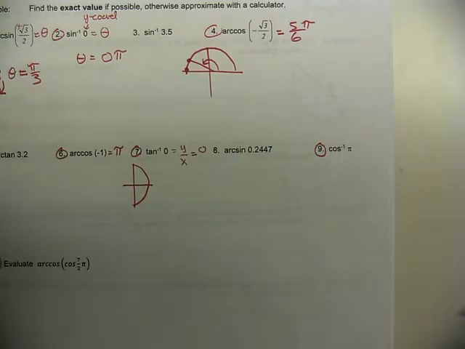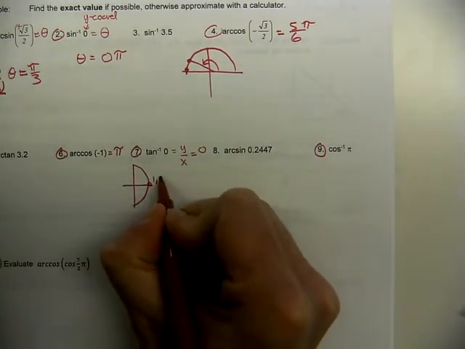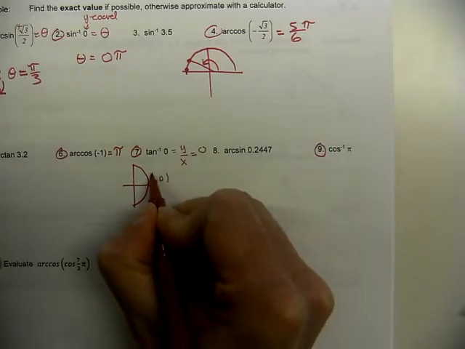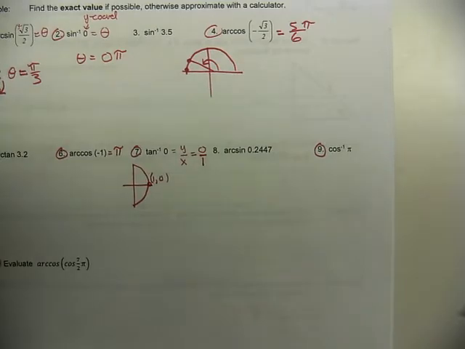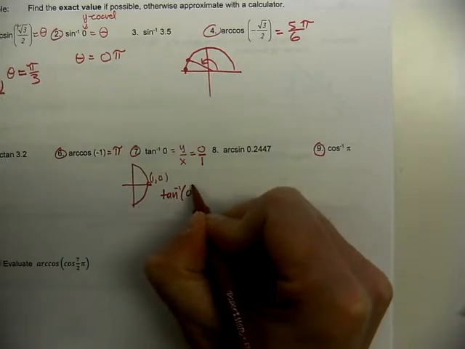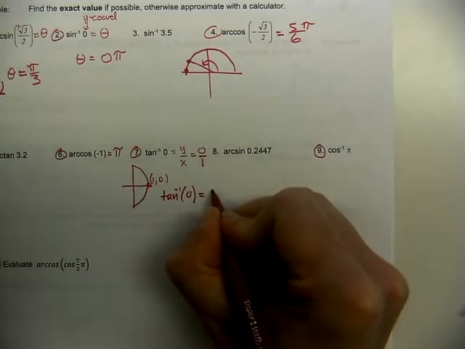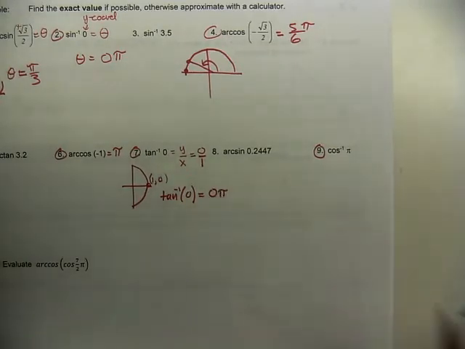So we want to take a look at a point like this one, because here we have 1, 0. And so if we were to set up the ratio of the coordinates in this way, that means the tangent inverse of 0 equals 0. Again, this 0 is the angle of rotation, so think of it like 0 pi.